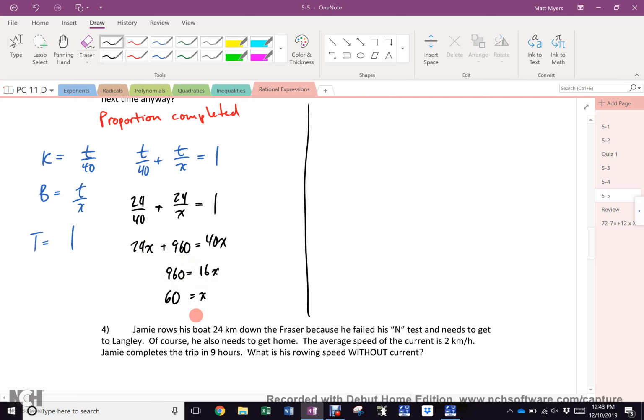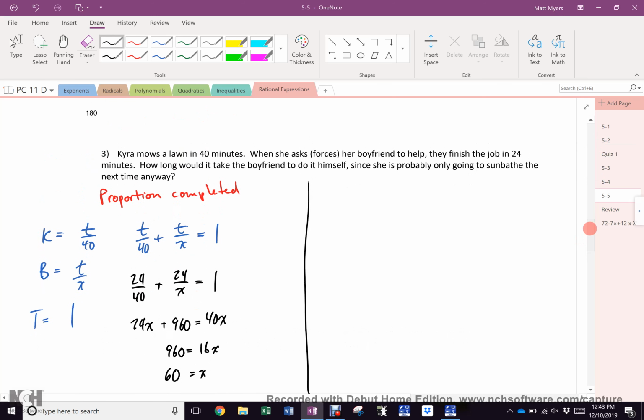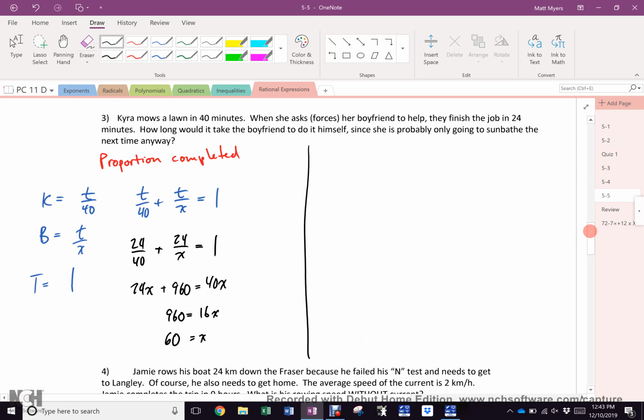60. Everybody cool? Lazy sack. Right? Kyra's getting the job done. But Billy Bob over there, he was under protest?